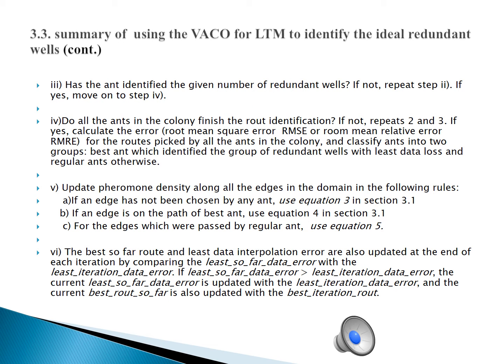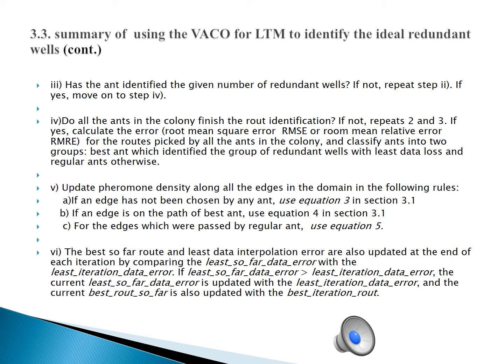Step 3. Has the ant identified the given number of redundant wells? If not, repeat step 2. If yes, move on to step 4. In step 4, do all the ants in the colony finish the route identification? If not, repeat step 2 and step 3. If yes, calculate the error, which is the root mean square error or root mean relative error, for the routes picked by all the ants in the colony, and classify ants into two groups: best ants, which identify the group of redundant wells with least data loss, and regular ants otherwise.